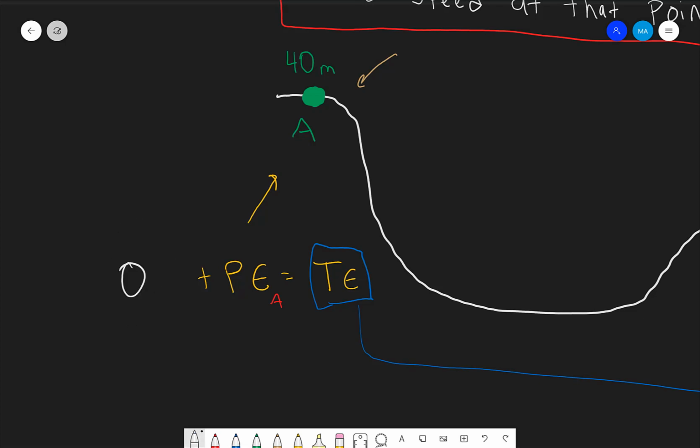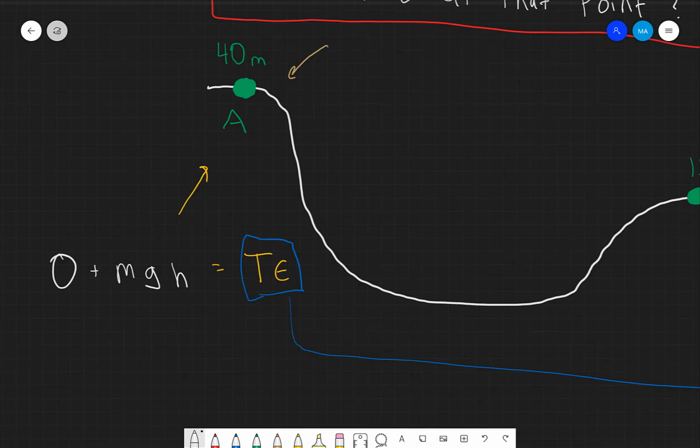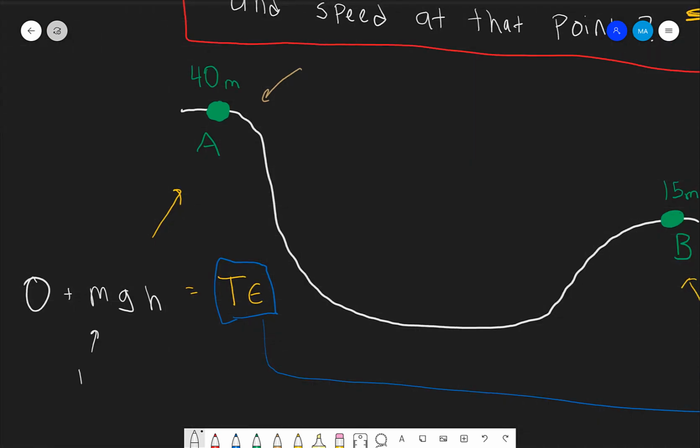The potential energy at point A is going to be mgh, so mass times the acceleration of gravity times the height. We know the mass of the object is 10 kilograms, since a 10 kilogram object starts at rest from point A. The acceleration of gravity is 10 meters per second squared, and the height is 40 meters. So the total energy at point A is 10 times 10 times 40, which is 4,000.